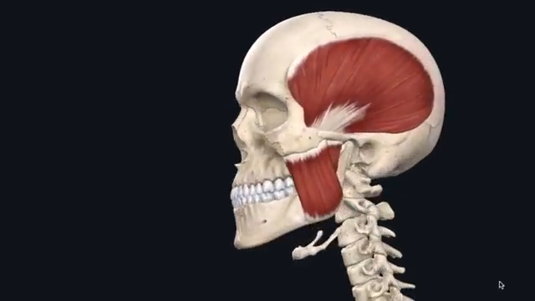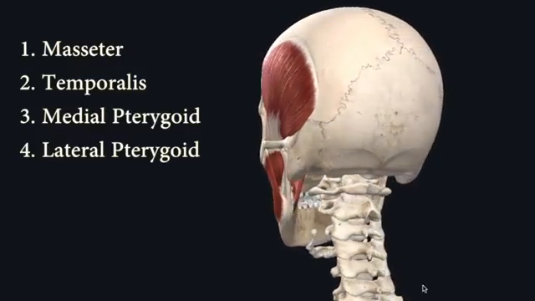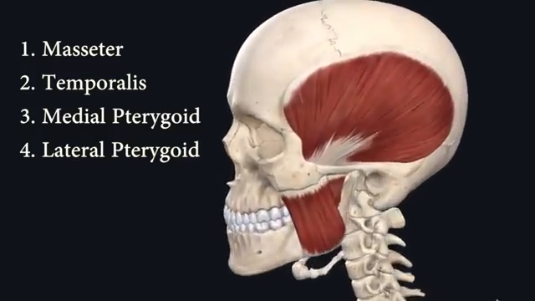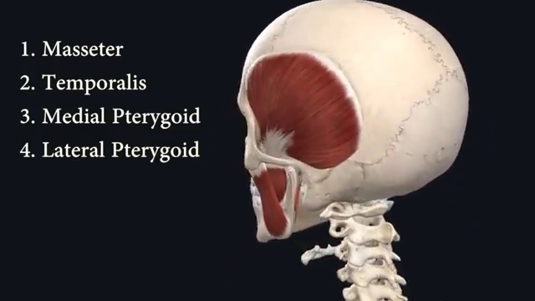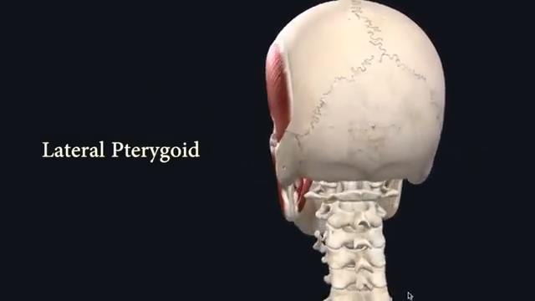Today we'll be covering the four main muscles of mastication with insight into their origin, insertion, action, nerve supply, and a few small tips on how to remember each one.